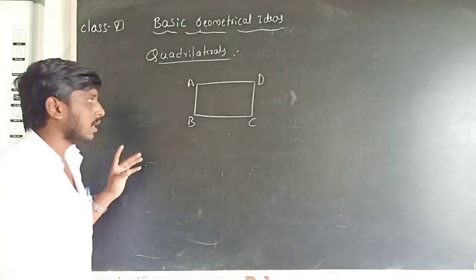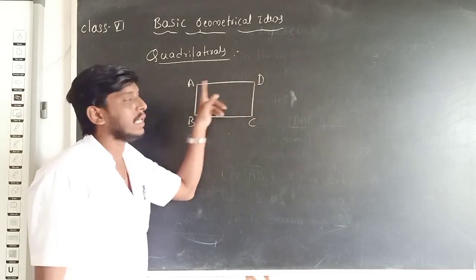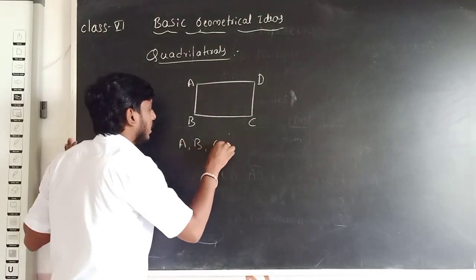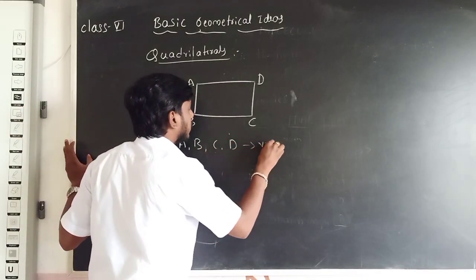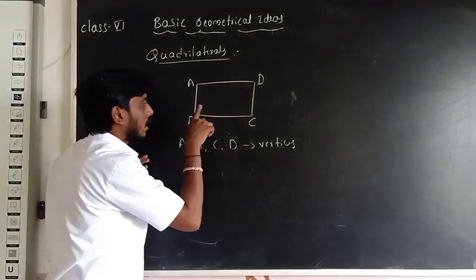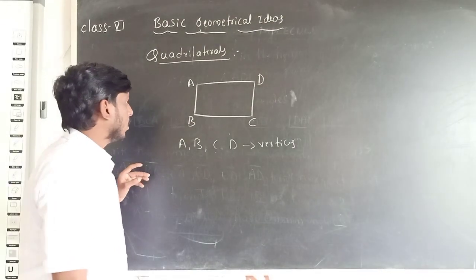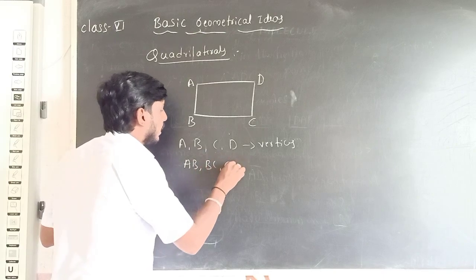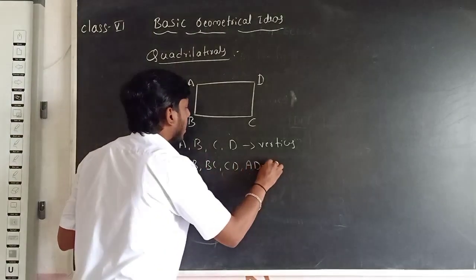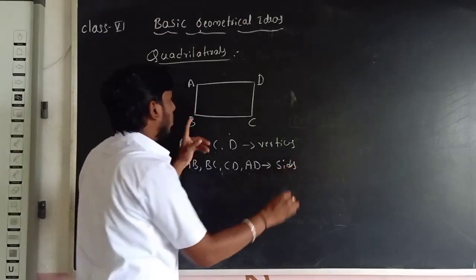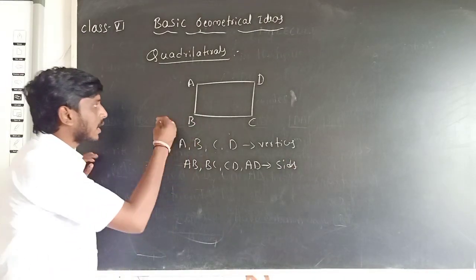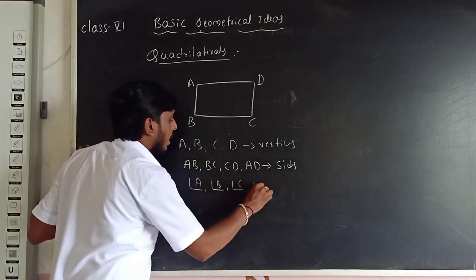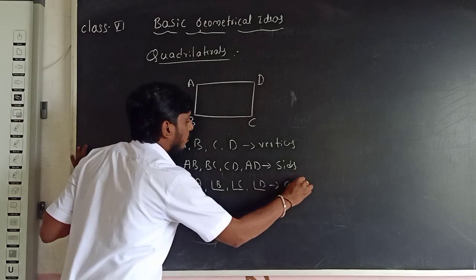Okay. So here, what are A, B, C, D? ABCD are the vertices of a quadrilateral ABCD. And here AB, BC, CD and AD are the sides of the quadrilateral ABCD. And how many angles are formed here? Angle A, angle B, angle C, angle D. So 4 angles are formed.